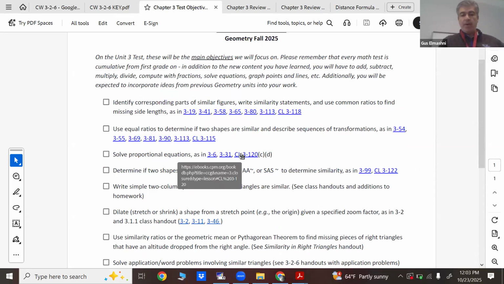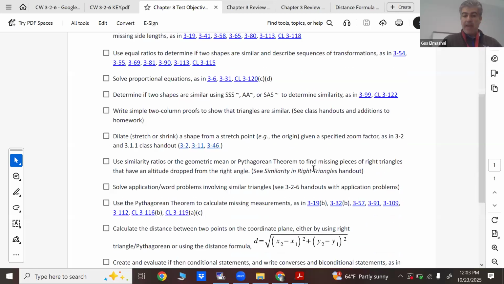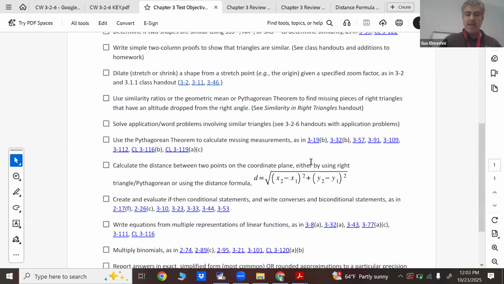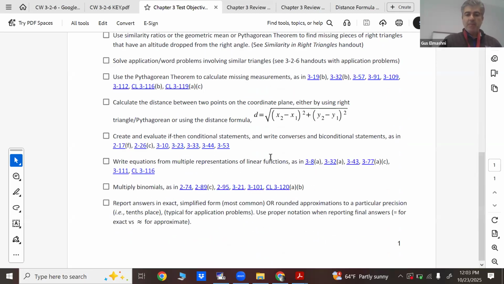But do we want to identify corresponding parts and figures? Absolutely. Do we want ratios? Yes, we do. Do we want to solve equations? Yes. Do we want to determine how they're similar? Yes. Proofs? Yes. Stretching? We did it a while ago. We're going to have to review that next week. Pythagorean theorem and similar ratios, geometric mean? Yes. Word problems? Yes. Pythagorean theorem? Yes. Distance? Yes.